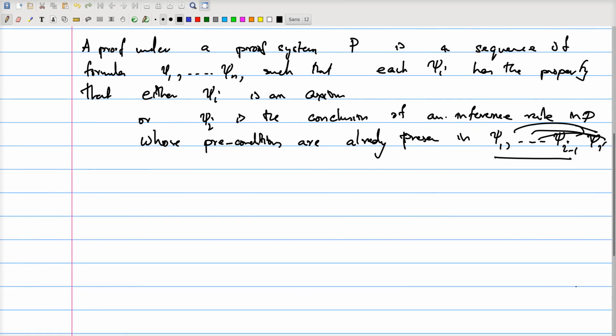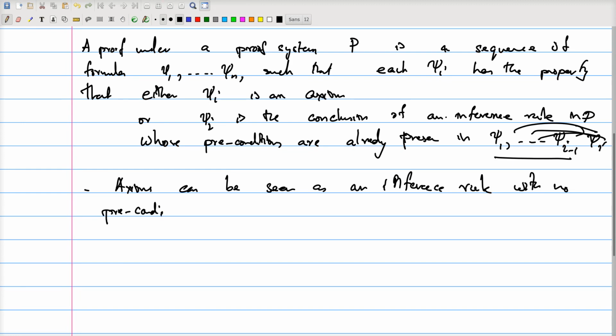One point we want to make is that an axiom can be seen as an inference rule with no precondition. Which means you can just write this to mean that alpha is an axiom.